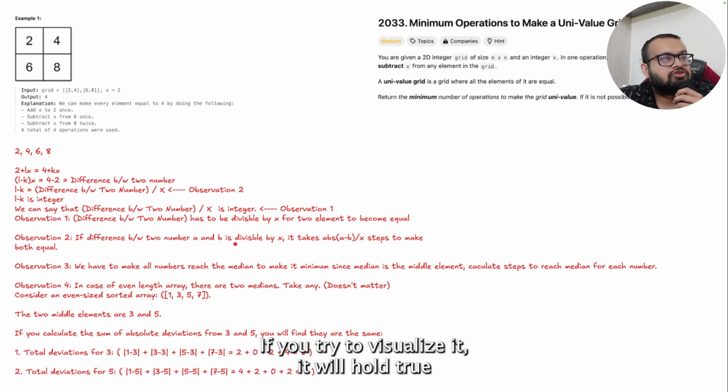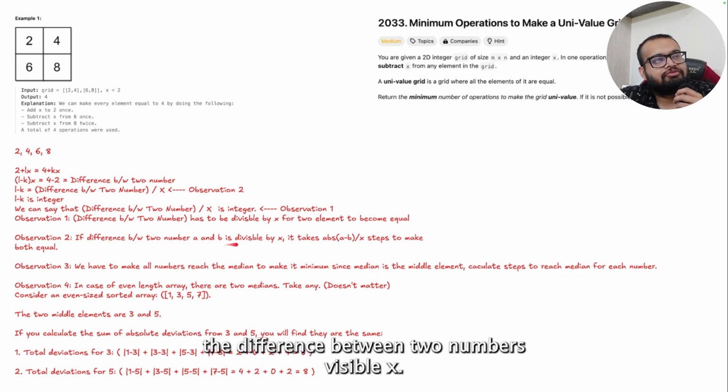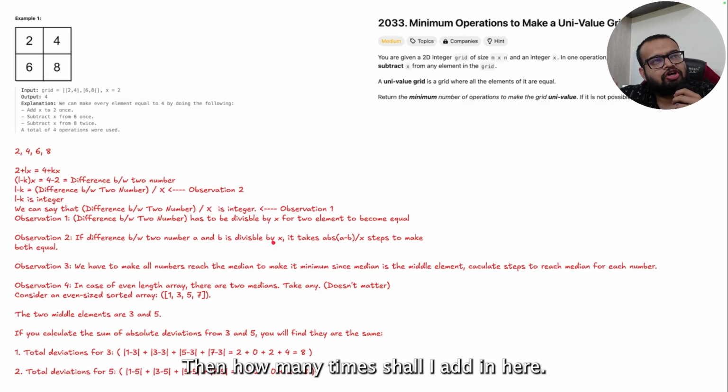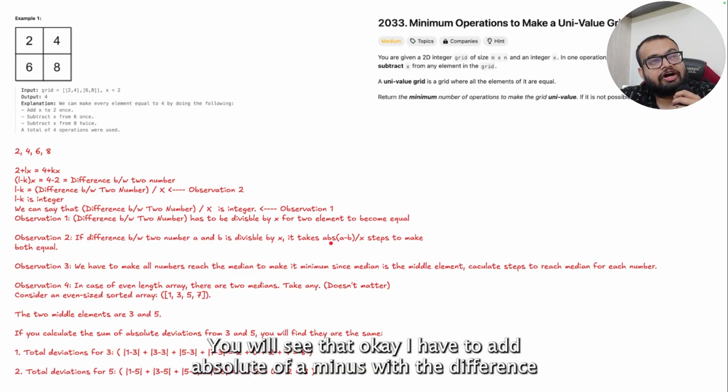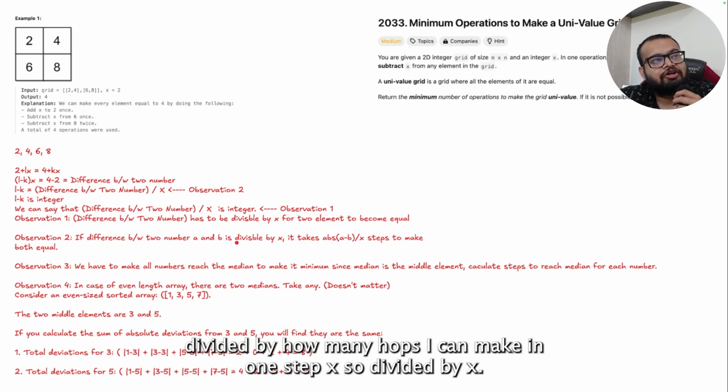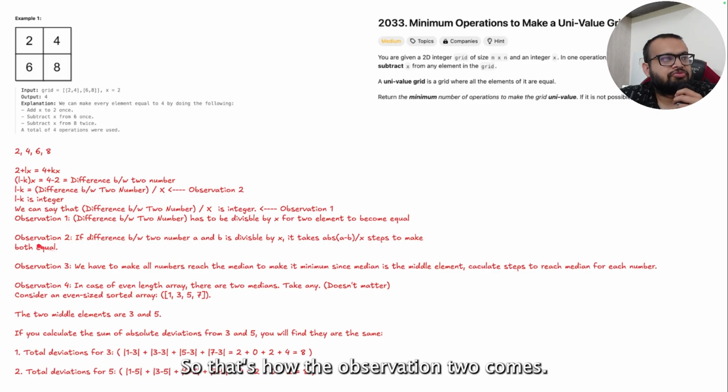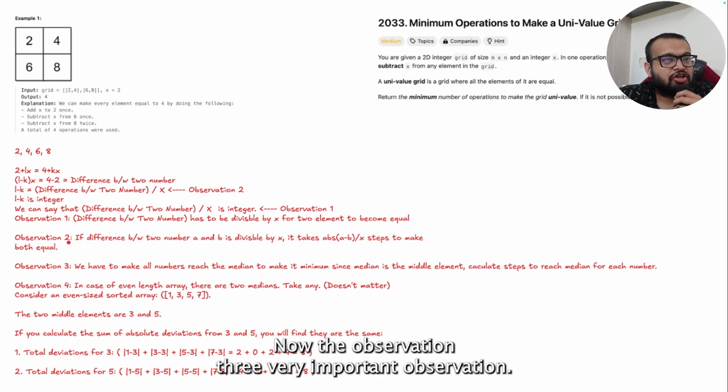If you try to visualize it, it will hold true. The difference between two numbers is divisible by x. Then how many times shall I add to a? You will see that I have to add absolute of a minus b, the difference, divided by how many hops I can make in one step, x. So divided by x. That's how observation 2 comes. Now observation 3, a very important observation.